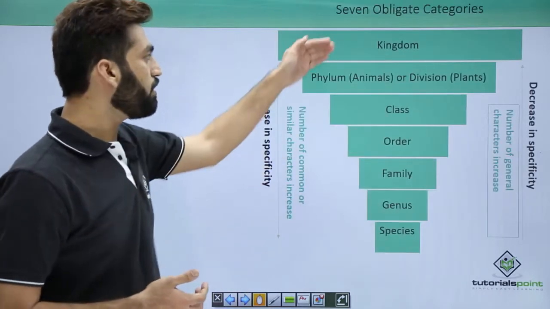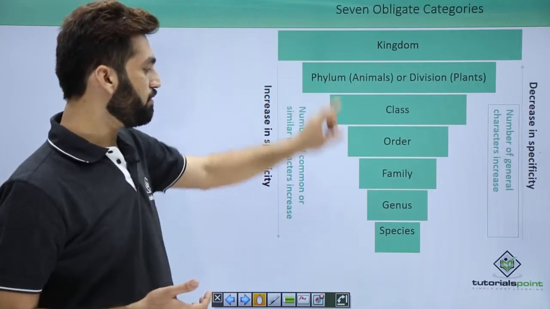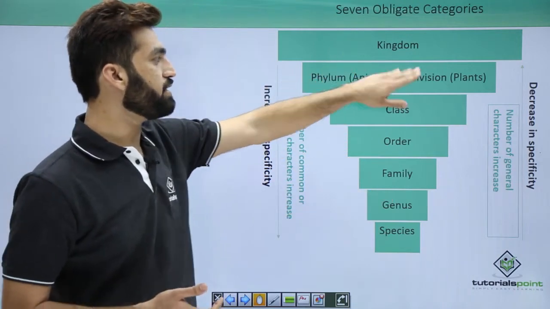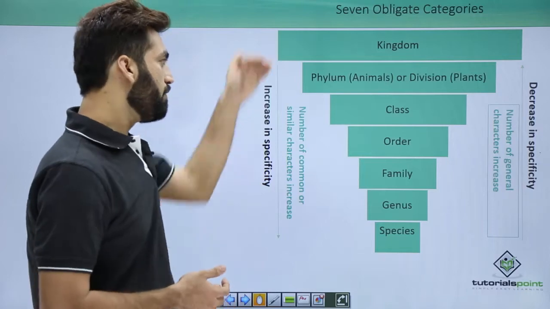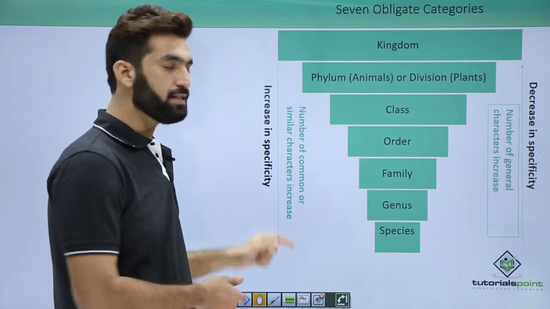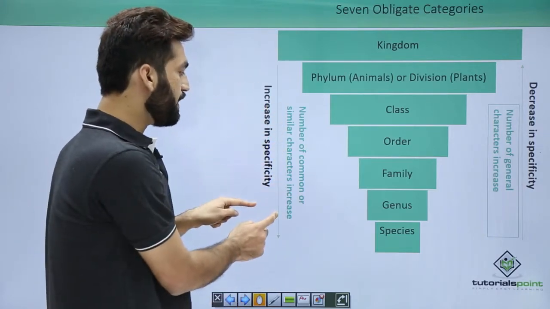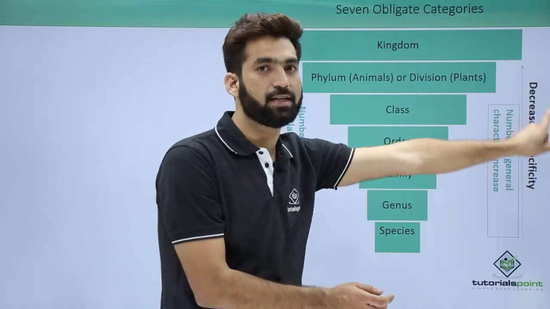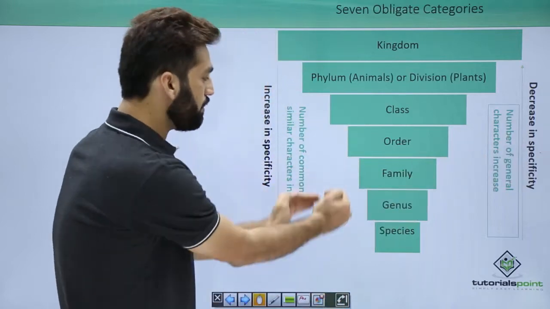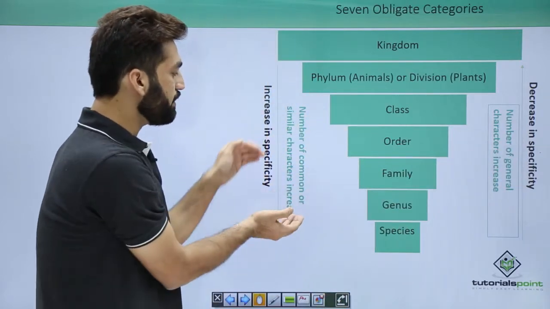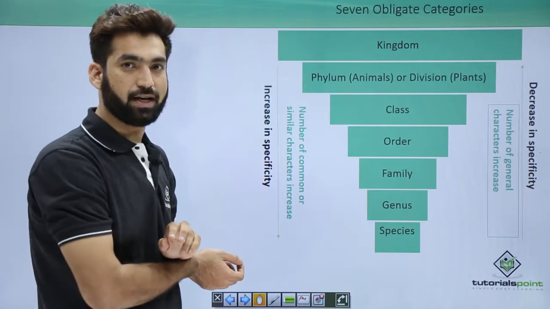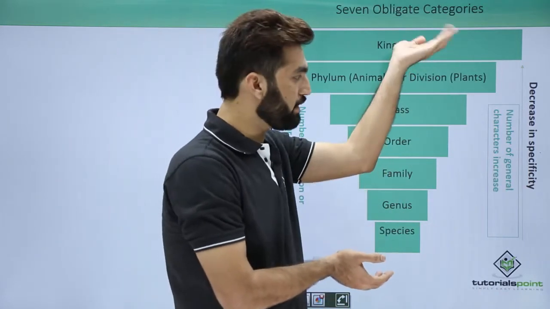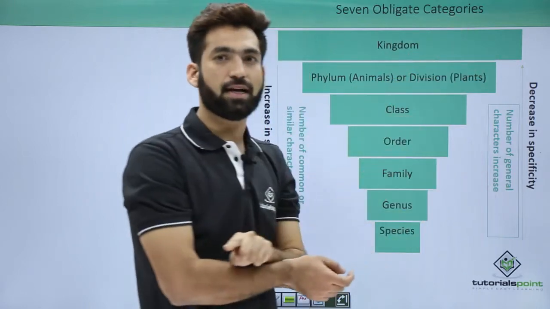When we talk about these categories, species, genus, family, order, class, phylum in the case of animals, division in the case of plants, and kingdom, when we come down towards a species, it is called increase in specificity. When you go away from a species, it is called decrease in specificity. When you come down, you are increasing the number of common or similar characters. But when you go up, towards kingdom, the number of general characters increases.